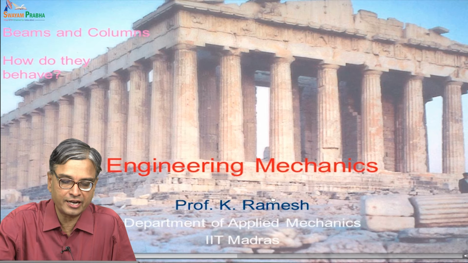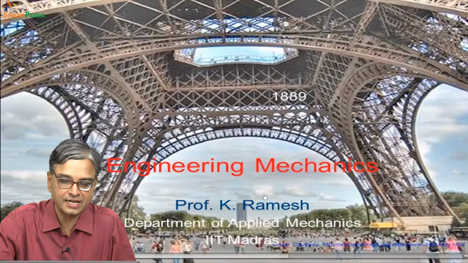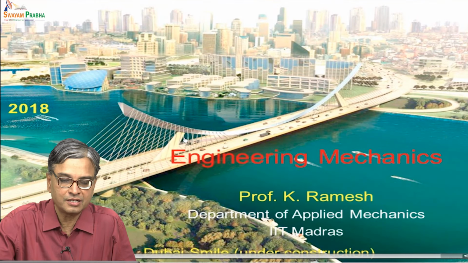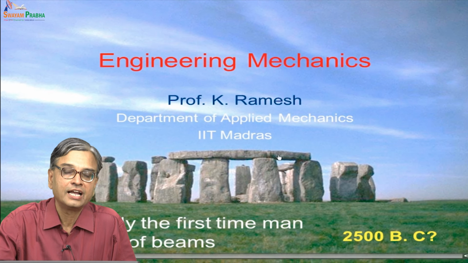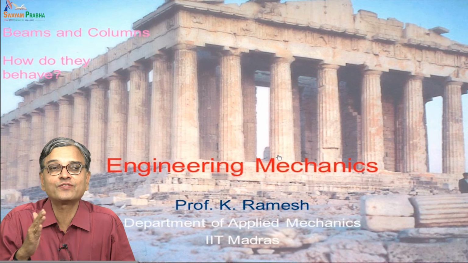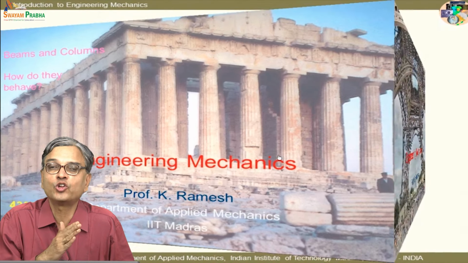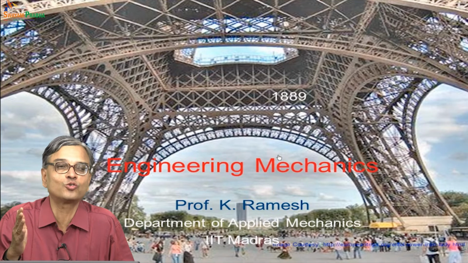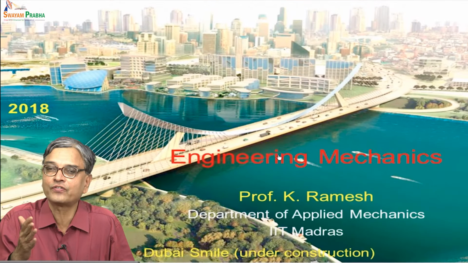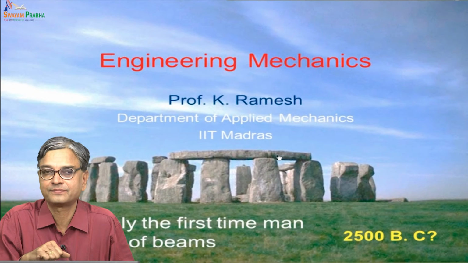This is the Parthenon in 438 BC. And this is the famous Eiffel Tower in 1889, and this is the bridge under construction at Dubai. And what you see in these slides is that the complexity of the design has phenomenally increased from just stone standing in one place to a beautiful construction depicting a human smile on the bridge.